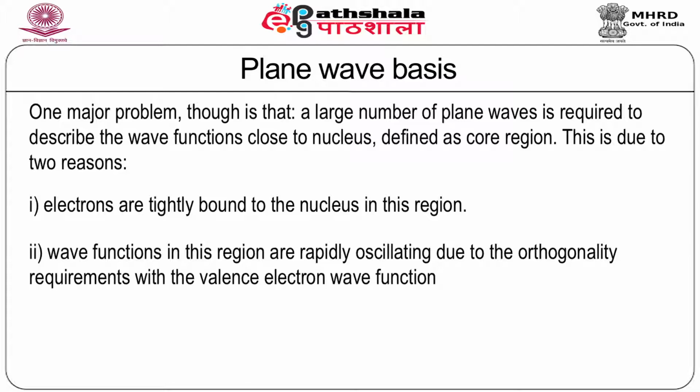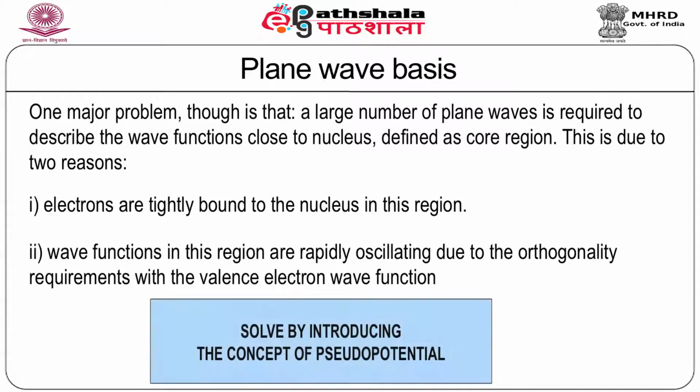One way to circumvent this problem is to replace the strong Coulomb potential of the nucleus and the effects of tightly bound core electrons by an effective ionic potential acting only on the valence electron, known as the pseudopotential. In the following, we'll elaborate on this concept of pseudopotential.